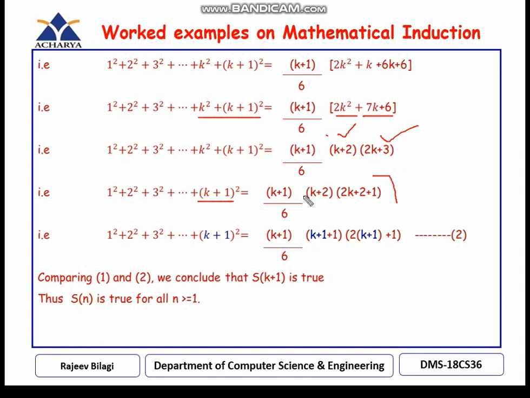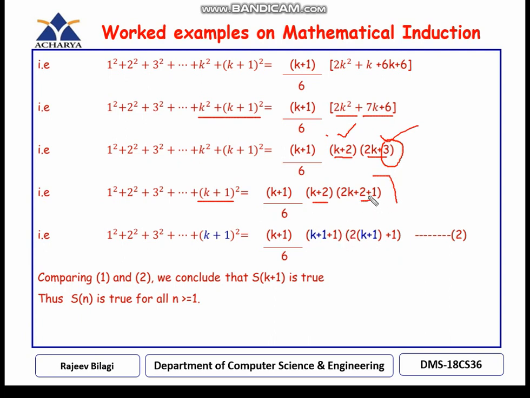That is, I'll write k plus 2 as it is here, and here 2k plus 3. What I will do is 2k plus 2 plus 1, that is this plus 3. I am going to write it as 2 plus 1.